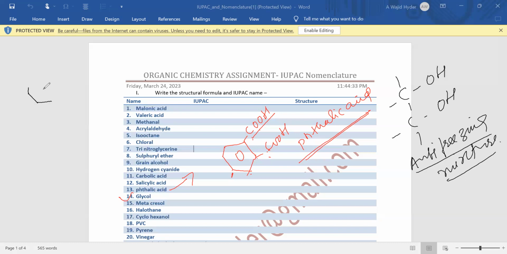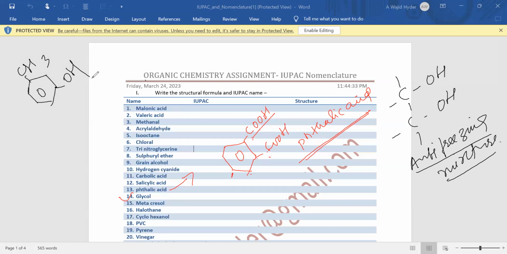Now see metacresol. One is CH3 and one is OH. Then this is called metacresol. 1,3, so meta. If it is 1,4, para. If it is 1,2, ortho. So one carbon in the benzene ring is having a CH3 group, and the OH will be on the third. If it is 1,2, then ortho. If it is 1,3, then meta. If it is 1,4, then para. Cresol. Fine.